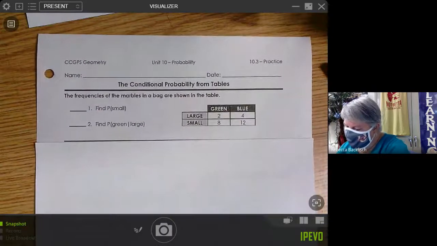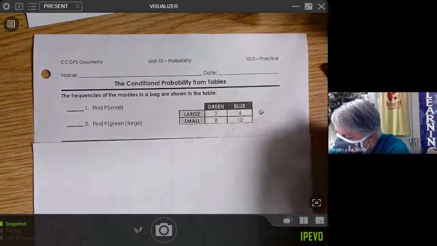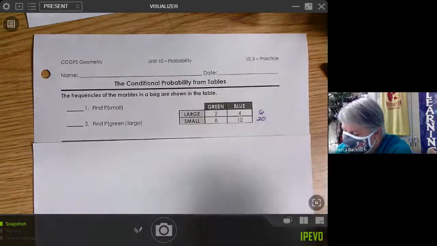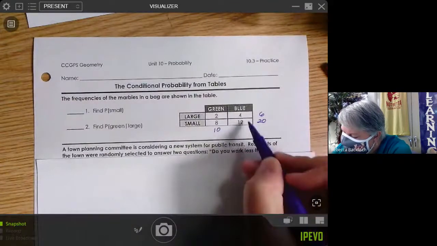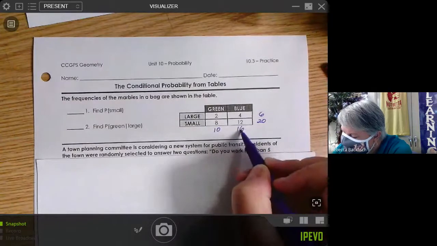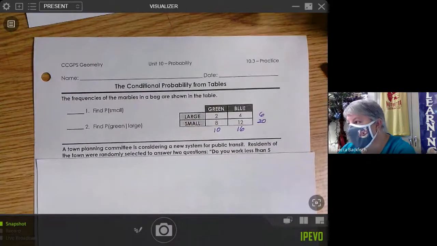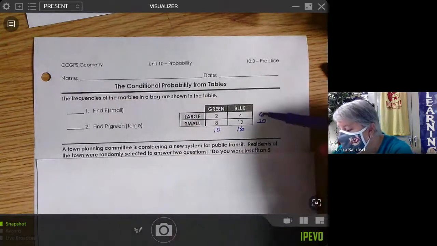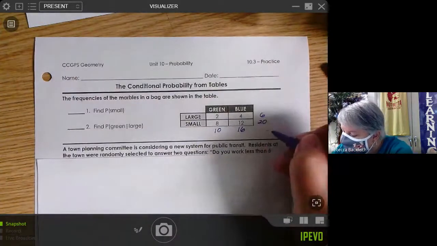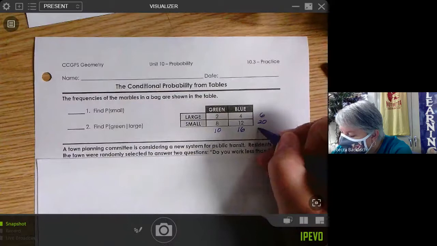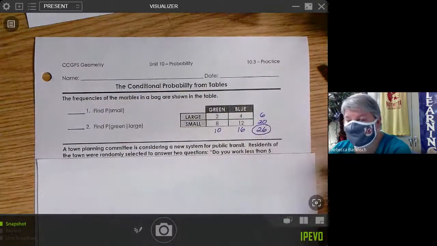Okay, this is marbles in a bag. So altogether there are 6 large marbles. Altogether there are 20 small marbles. Altogether there are 10 green marbles, and altogether there are 16 blue marbles. So the grand total number of marbles in the bag can be found by either adding the row totals or adding the column totals. Either way, you should get what? Yeah, I almost said 36 there too for a second. 26. So your grand total goes down there in the corner.